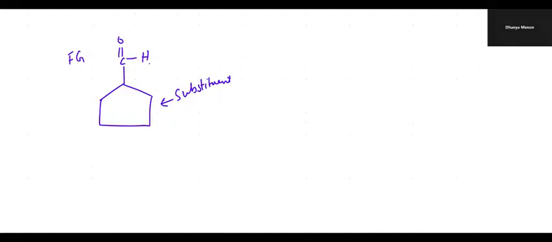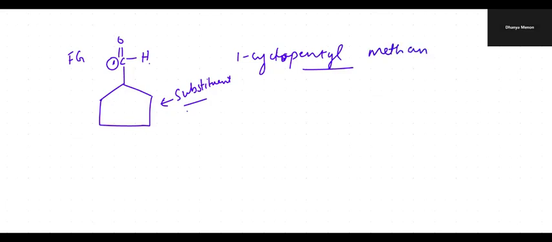First position, 1 cyclopentane, cyclopentyl because it's a substituent. Then methane, 1 al. Okay.